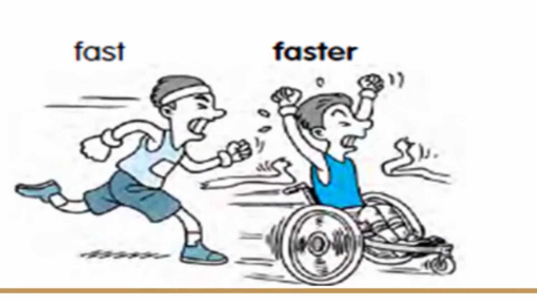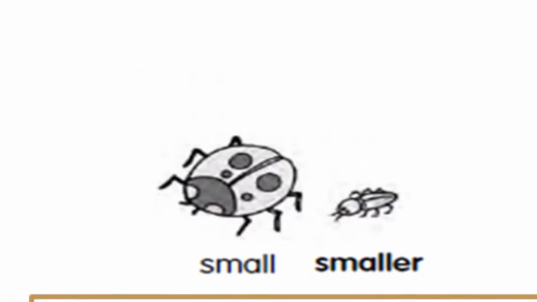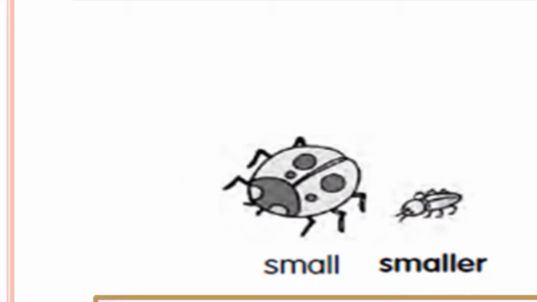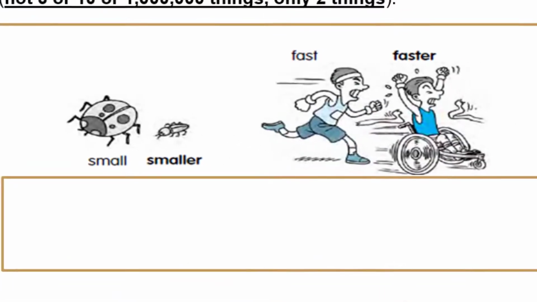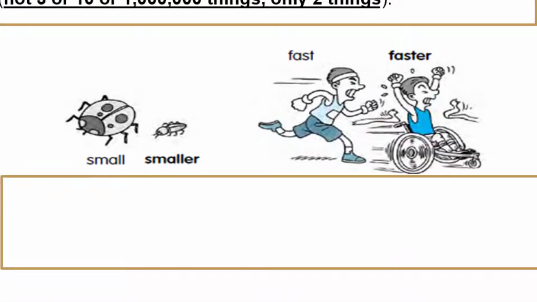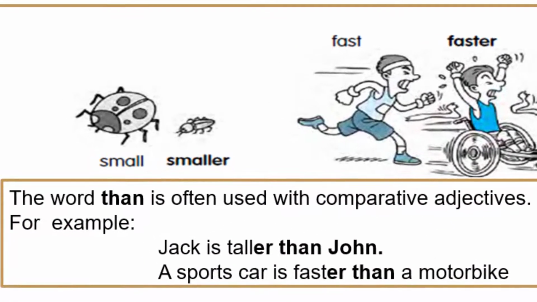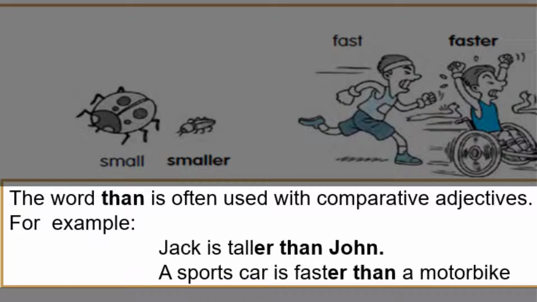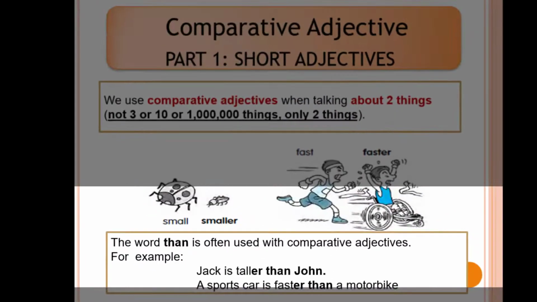For example, we have this person here, we have two people, we have fast, and the other one, who is ahead of him, is faster. And here we have a small insect, and we have another one which is smaller. So bear in mind that we have to compare just two things with the comparative form. So in the first part here we are starting with what we call short adjectives. Here we have the word than, which is often used with the comparative adjectives. For example, Jack is taller than John, and a sports car is faster than a motorbike.